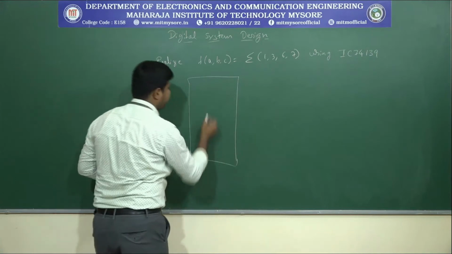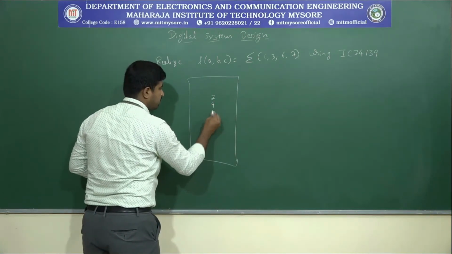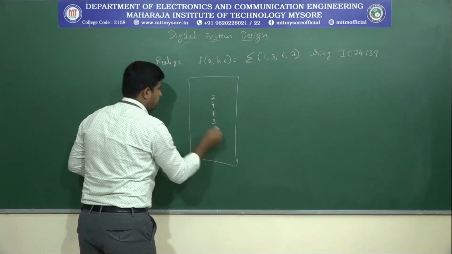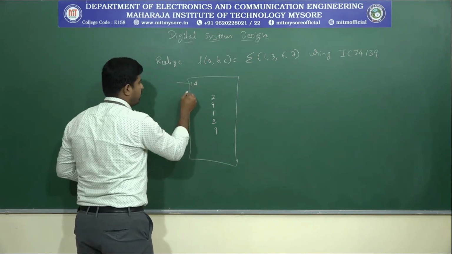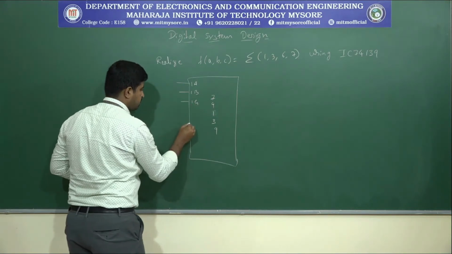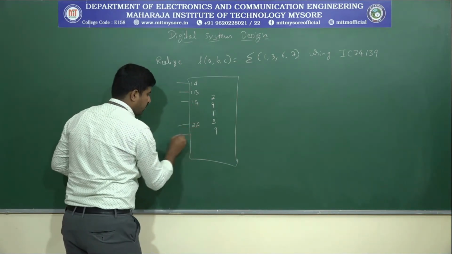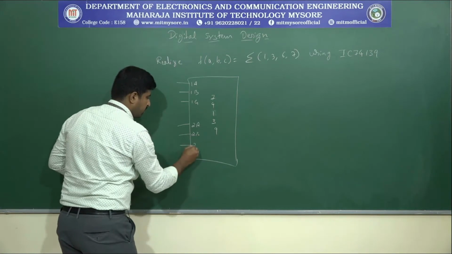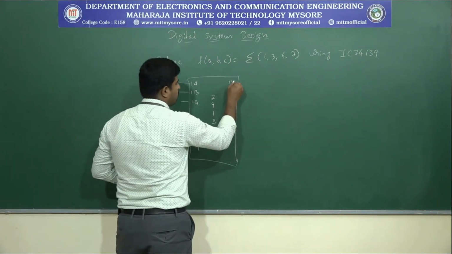Let's have the 74139. What are the inputs we have? 1A, 1B and 1G. Similarly we have 2A, 2B, 2G, 1Y0.